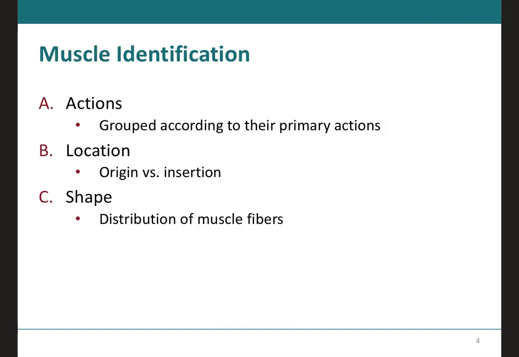Moving forward, we will classify the muscles according to 3 different categories, either according to their action, so if they're going to be flexing or if they're going to be extending or adducting, abducting, and things like that. The location, basically where they originate and where they insert, and the shape. So depending on the shape, they will have a certain type of function. So let's look at all these categories in the next few slides.